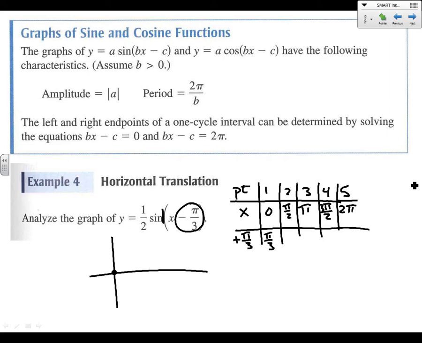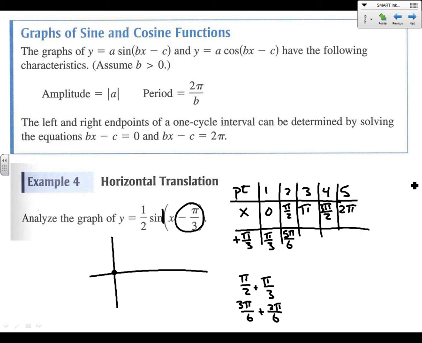Our second point is pi over 2 plus pi over 3. So we need some common denominators here. We're going to end up with pi over 6, and we times by 3 to get there, plus pi over 6, and we times by 2 to get there. So 5 pi over 6 is what we're ending up with now.